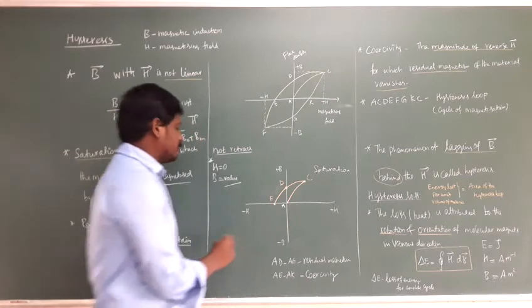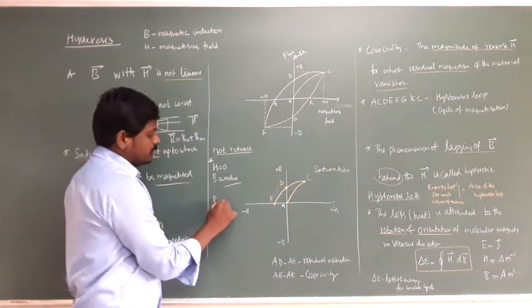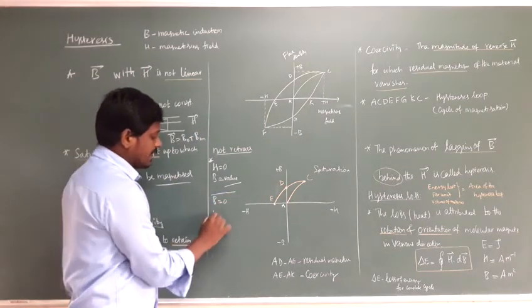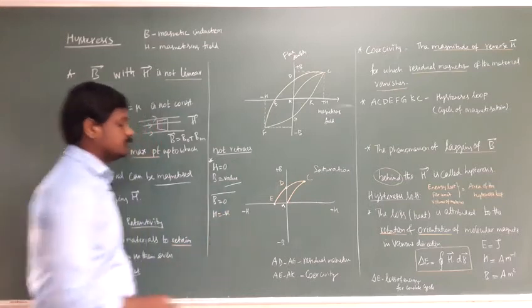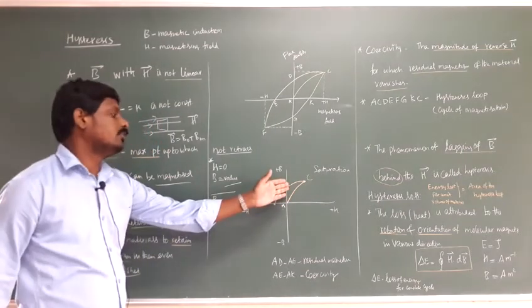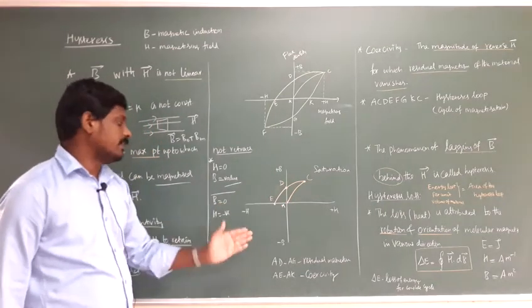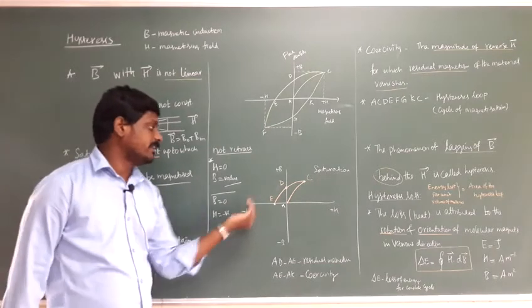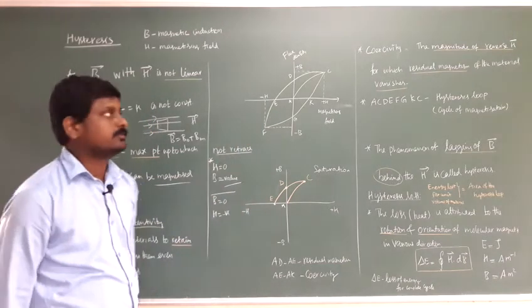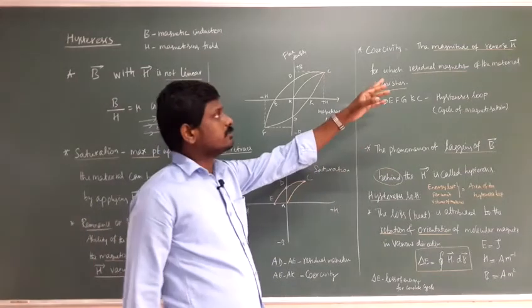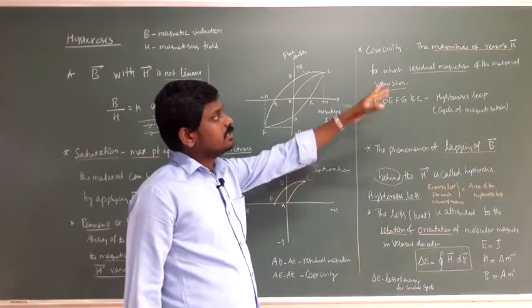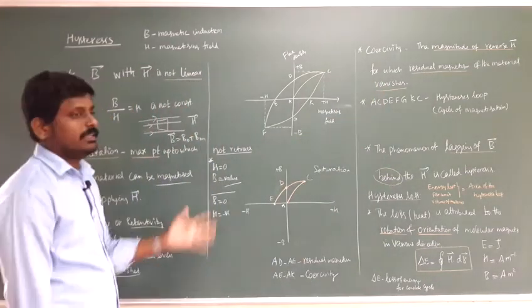So here at this point B is equal to 0, H has some negative value. So to make the residual magnetism 0, the magnitude of the magnetizing field required is the coercivity. So coercivity is the magnitude of the reverse magnetizing field for which the residual magnetism of a material is completely vanished.